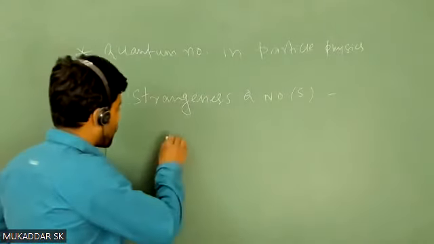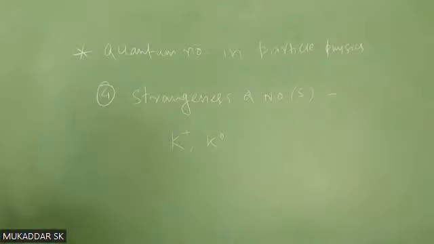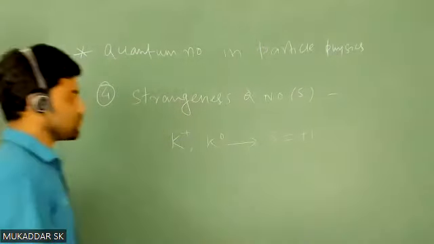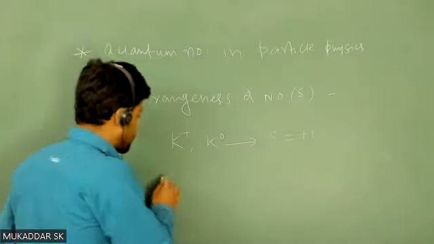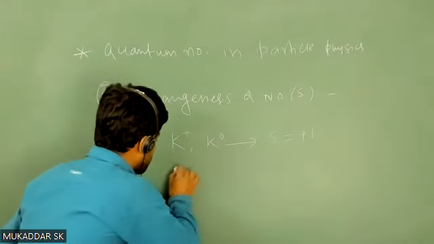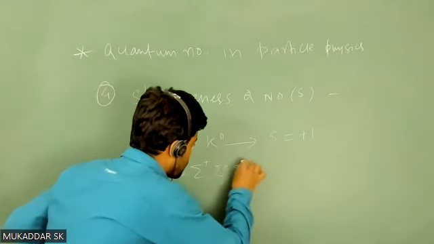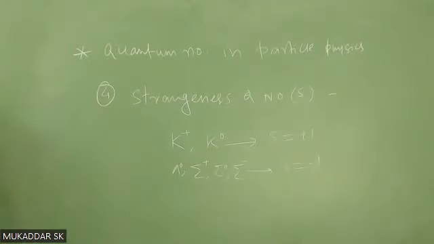Now, which are the strange particles? Suppose you have K plus, K0. They basically are produced by strong interaction but decay by weak interaction. For such particles, the strangeness quantum number is +1. Okay, and you have other particles. Suppose you have lambda 0, sigma plus, sigma 0, sigma minus. For them, the strangeness quantum number is -1.